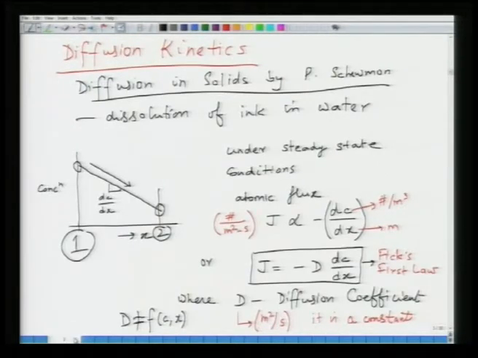We first looked at Fick's first law, which says that diffusion flux is proportional to the concentration gradient, and in most circumstances diffusion occurs in the direction from higher concentration to lower concentration.